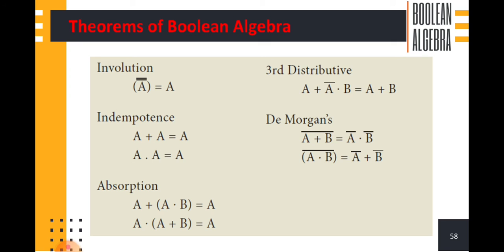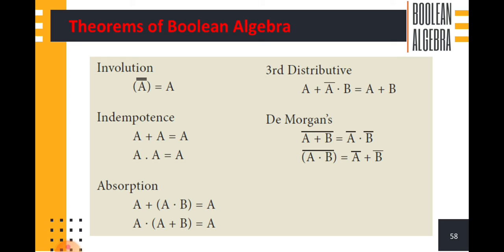Okay. So these are the theorems of Boolean algebra. These theorems are used to simplify the Boolean equation. Once the Boolean equations are simplified, we can use the minimum number of logic gates to build the circuits. Otherwise we require more logic gates to build the logic circuit. So we always need the minimum number of logic gates to build logic circuits.